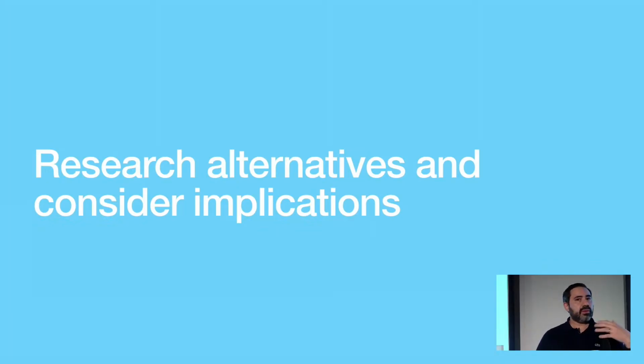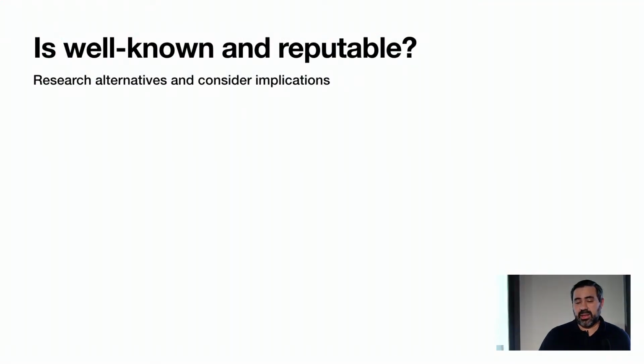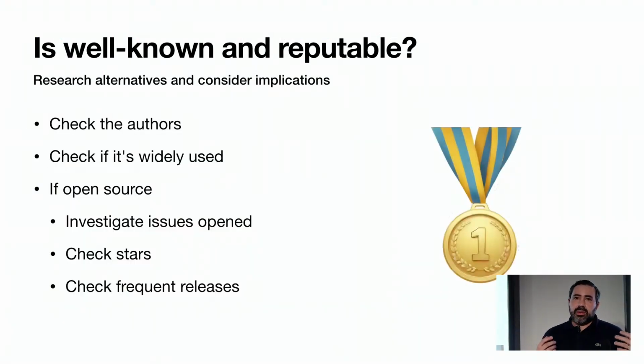So once we've made the call, right, we need to find a library. It's not in the OS. I can't build it myself. So we start looking into different alternatives. We want to know first that the library and the authors are reputable, and they have a good reputation on the internet, right? So we check the authors.